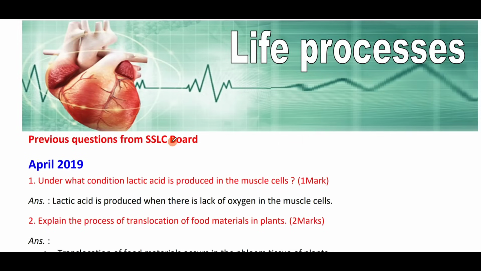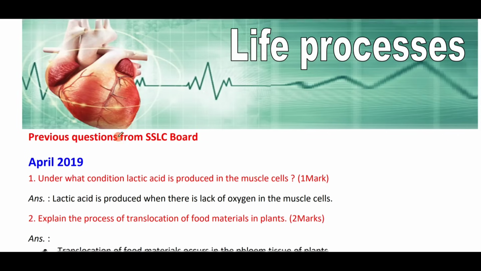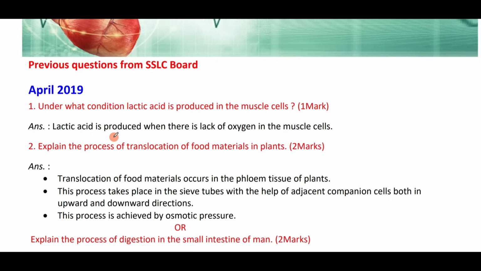Unit life process, a very important chapter from the examination point of view. Do try to learn all these questions that we are going to learn now. Dear students, do watch the complete video. Do learn each and every question. Definitely it will help you to score better marks in the examination. First question: under what condition is lactic acid produced in the muscle cells? Lactic acid is produced in the muscle cells when there is lack of oxygen.